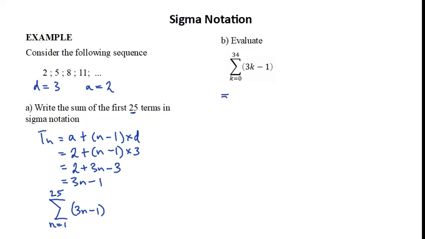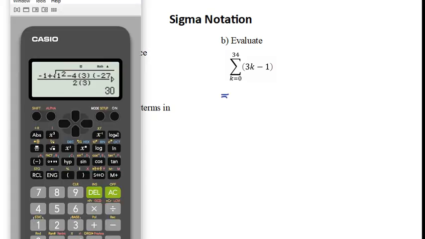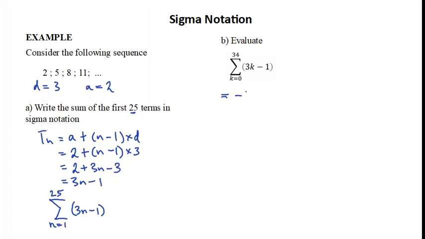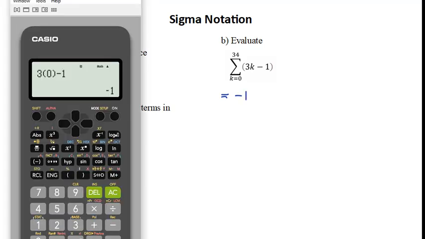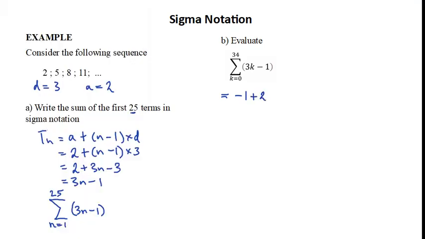Okay, so I'm going to show you now how to do that. So this is 3k minus 1. We're going to start by substituting k equal to 0. So it's 3 times 0 minus 1. Okay, so the first term is negative 1. Let's now substitute 1 into there. Okay, and then the next term is 2.